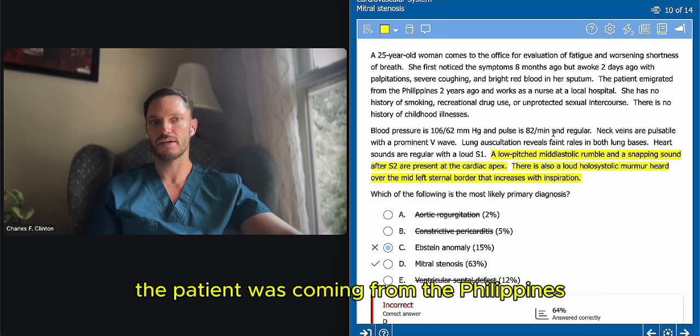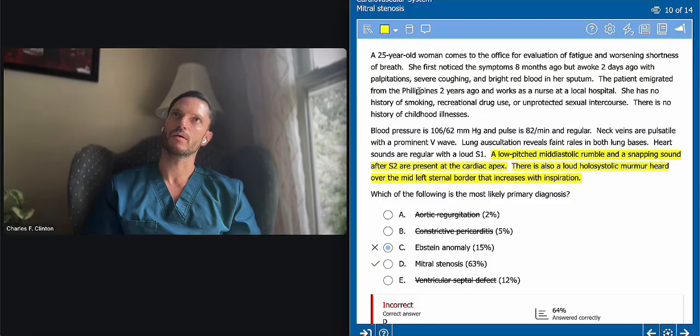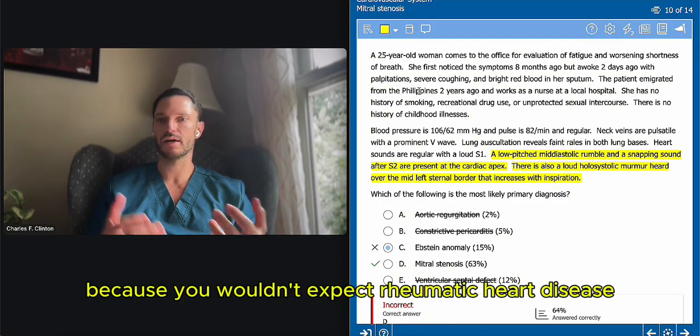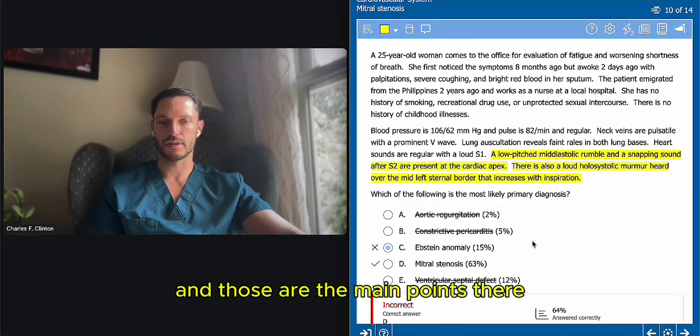That's why they also tell you the patient was coming from the Philippines, because that will tell you, oh, maybe the patient had rheumatic heart disease that wasn't treated, because you wouldn't expect rheumatic heart disease to go unnoticed in the US if everything is working well. So that was the answer, and those are the main points there.